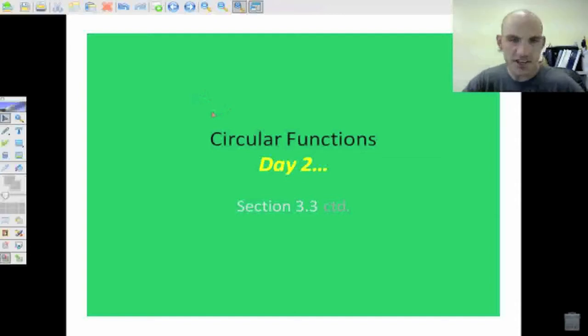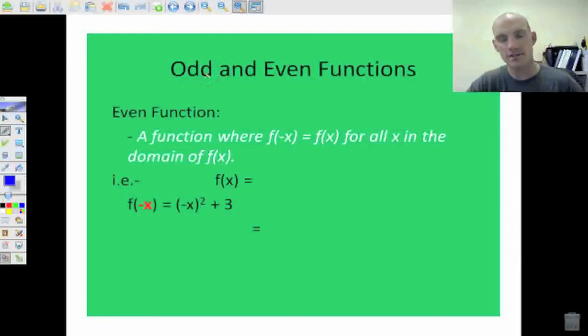Okay, we're going to continue our discussion of circular functions with this little piece about odd and even functions. So this is day 2 of circular functions, and odd and even functions look like this. An even function is a function where f of negative x is equal to f of x for all x in the domain of x. So that means when we apply a function to a number, whether it's the number or its opposite, it's going to come out the same.